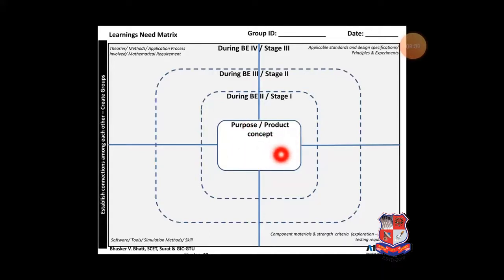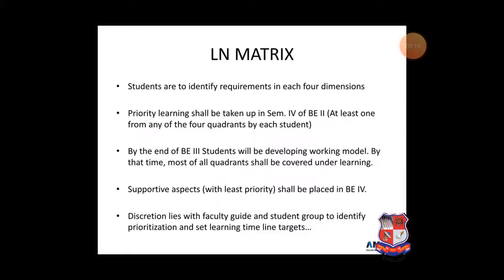So this is the particular one pharma, and particularly at the center we are putting our purpose and product concept. So what is the main object of that product, and what is the purpose? To solve this kind of purpose, we have to observe each and every quadrantal activity. Let's start with the particular example.